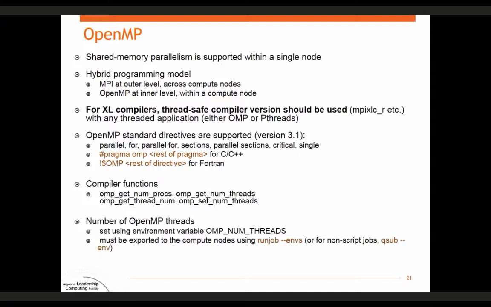OpenMP directives as of version 3.1 and earlier are supported, so that's parallel, for, sections, critical, single. Those directives are all supported. Newer features from OpenMP 4 and later are not supported, and the pragmas are exactly what you're expecting as they would be on any other platform. So in C or C++, #pragma omp, then the rest of the pragma, or !$omp followed by the OpenMP directives within Fortran. There are compiler functions that can also be used, though most folks use the pragmas. And then to control the number of OpenMP threads, it's just like any other Linux system where you set the environment variable OMP_NUM_THREADS for runjob or within your qsub.